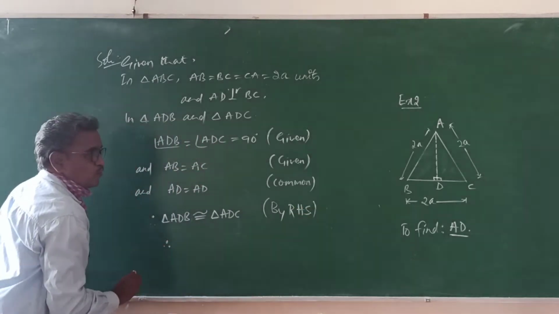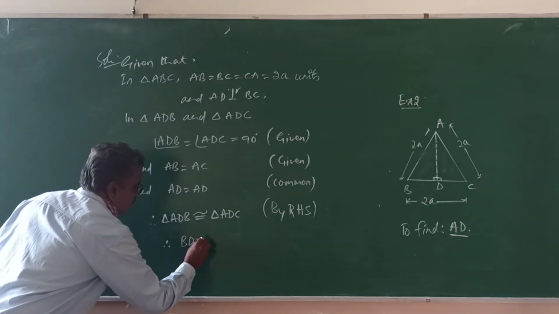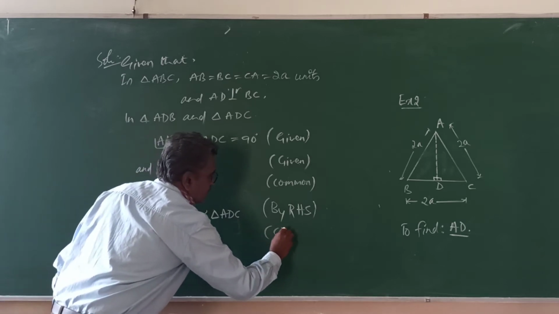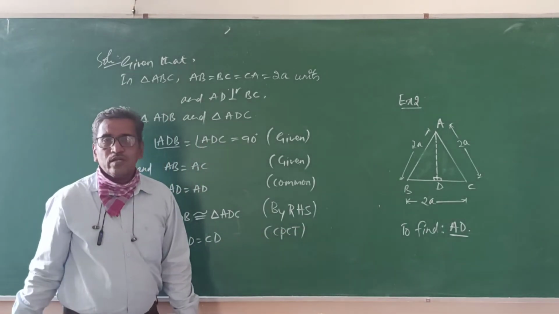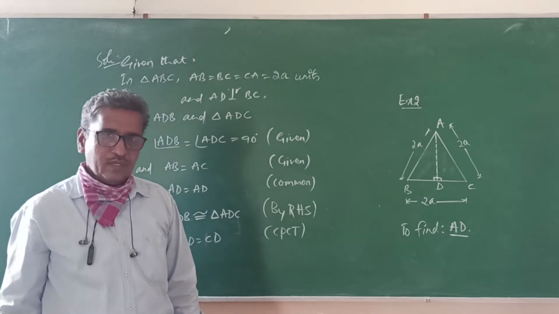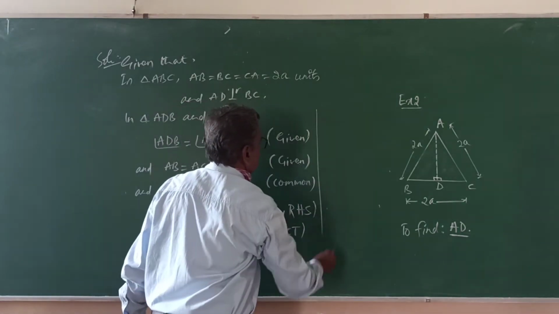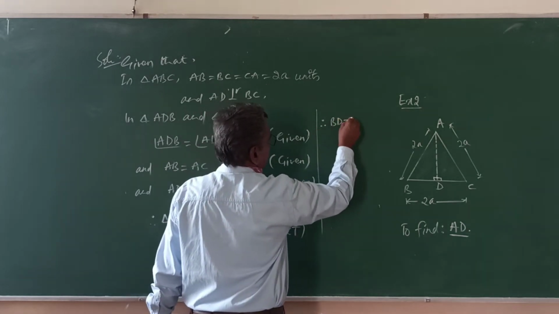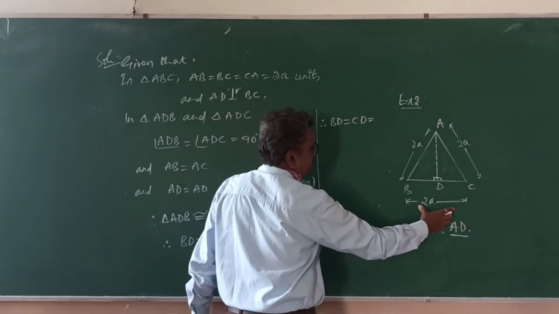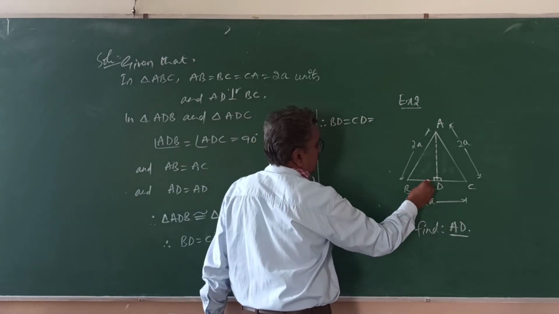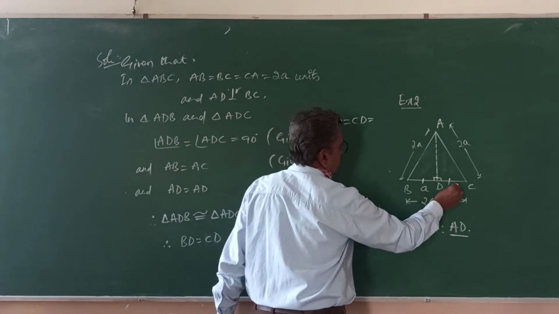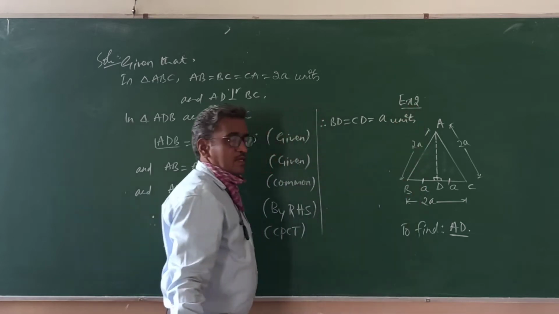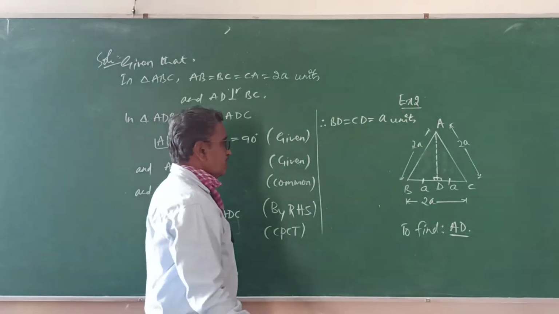Therefore BD is equal to CD by CPCT, corresponding parts of congruent triangles. So BD plus CD is equal to BC, which is how much? 2a. So BD and CD are equal, meaning each is equal to a units. Understanding?